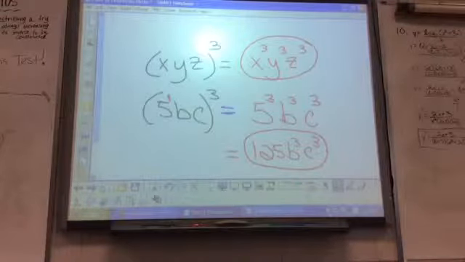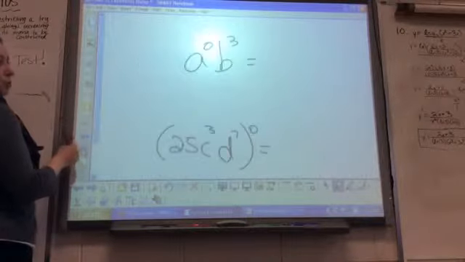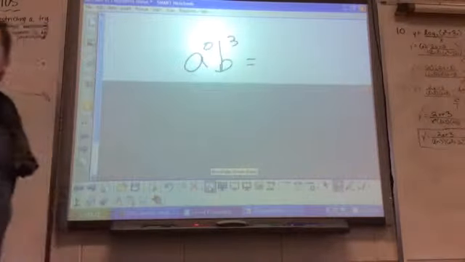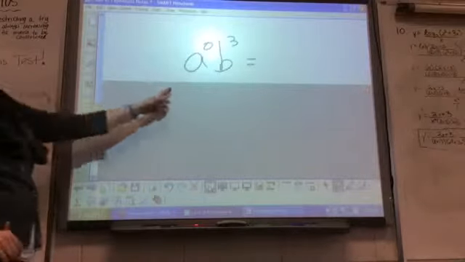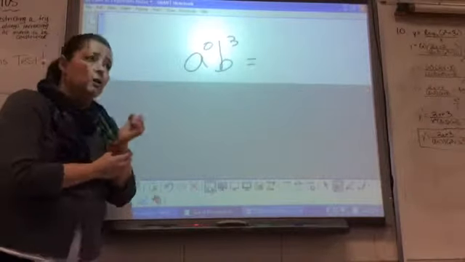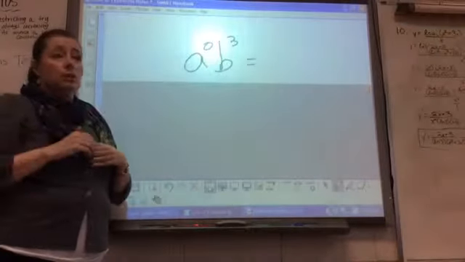All right. We're going to save the division for tomorrow, so I'm going to skip over this one. And I'm going to go to this rule. Skip down to where it says 0 exponent. This one is the 0 exponent. Now, they tell you anything to the 0 equals 1. Anything to the 0 is 1.